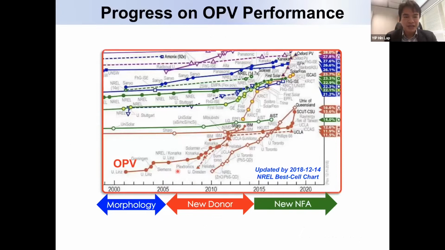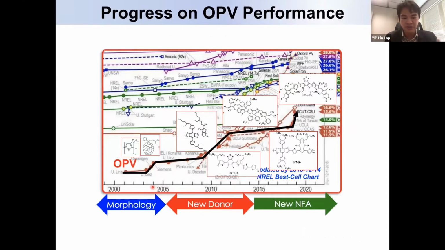So if you look at this NREL champion efficiency chart of different types of solar cell, the one with the orange circle corresponds to the organic solar cell. You can see that in the early development, we were focusing on controlling the nanophase segregation morphology that is required to efficiently generate the charges. And later on, more and more new materials were developed that have better absorption, better energy level, creating larger VOC, and also better charge transporting properties.